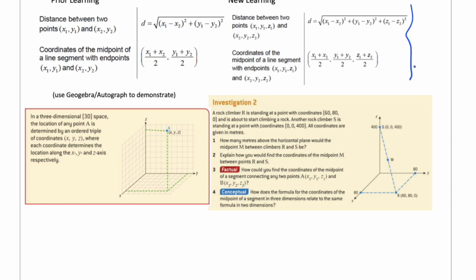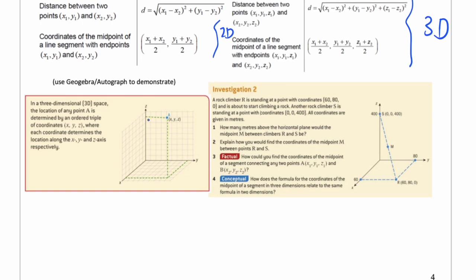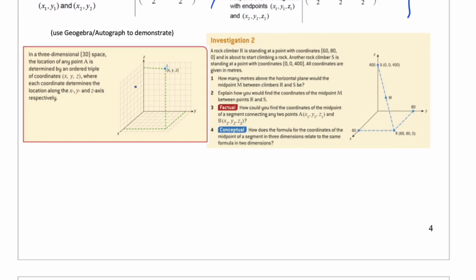The 3D versions are in New Learning, and the 2D are in Prior Learning, but it's the same formula, just an extra variable z, right? So in 3D, we need three variables to represent a location. X, Y, and Z is usually the vertical axis here. If you're thinking in 3D, this could be like the ground, and this could be the height off the ground. But usually we have X, Y down here, and Z up here. But it could be oriented differently.